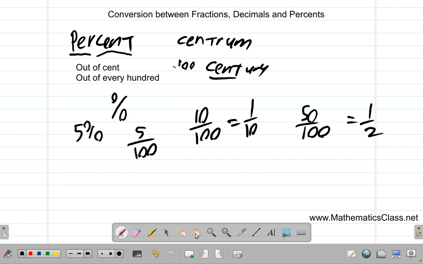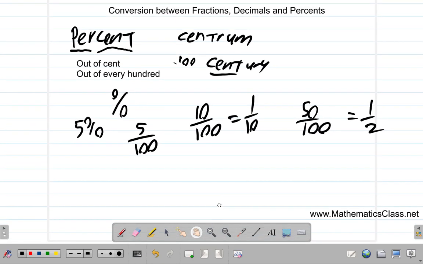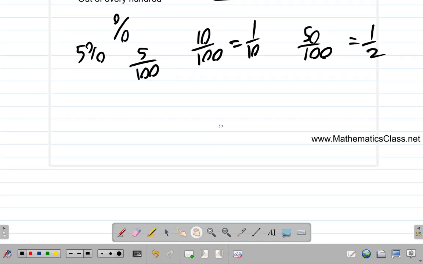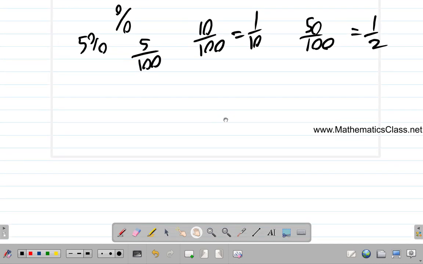Now, this decimal business. When it comes to decimal, deci means 10, alright? The decimal number system means out of 10. And I believe we use the decimal number system because we really have 10 fingers. And it developed out of the fact that we count with 10 fingers. So we develop a decimal system.